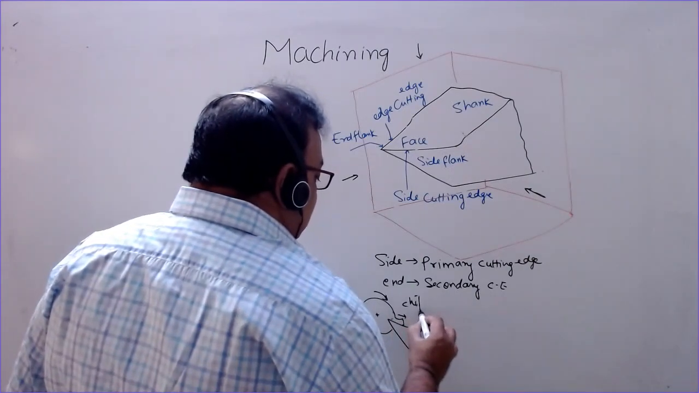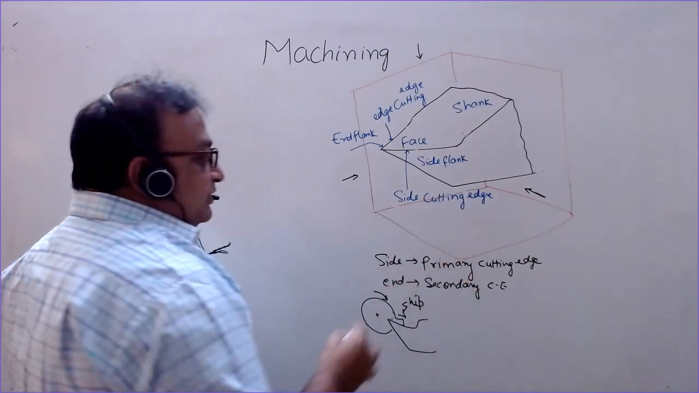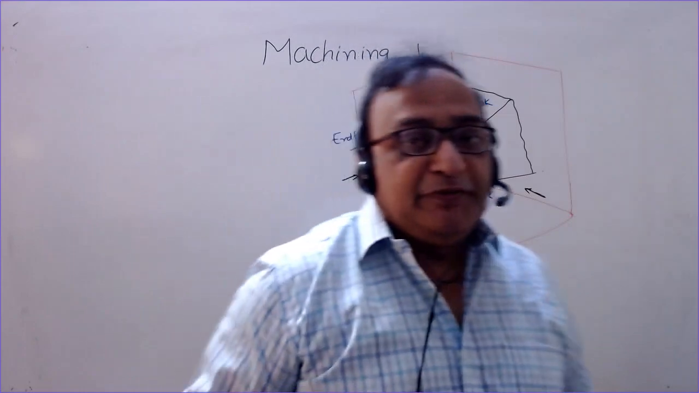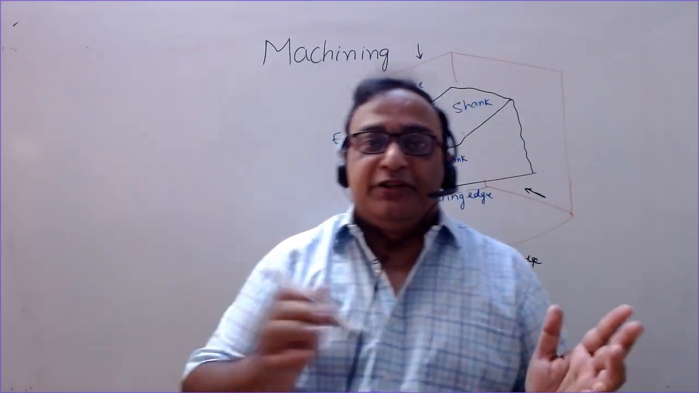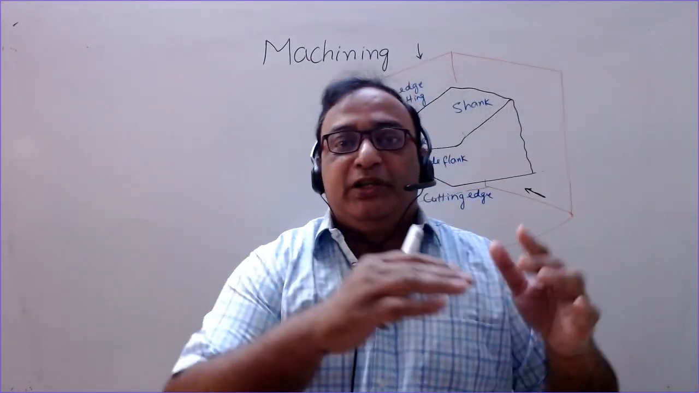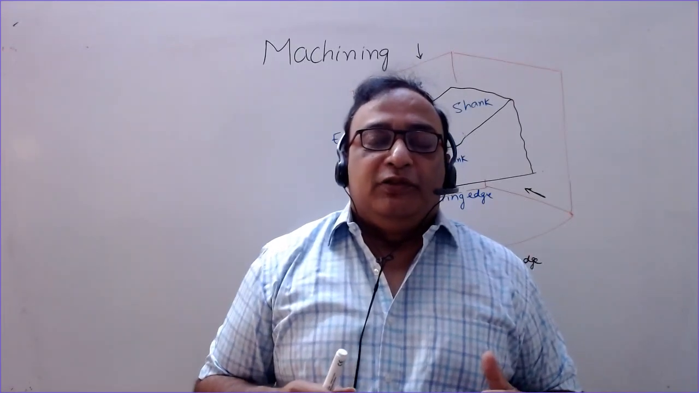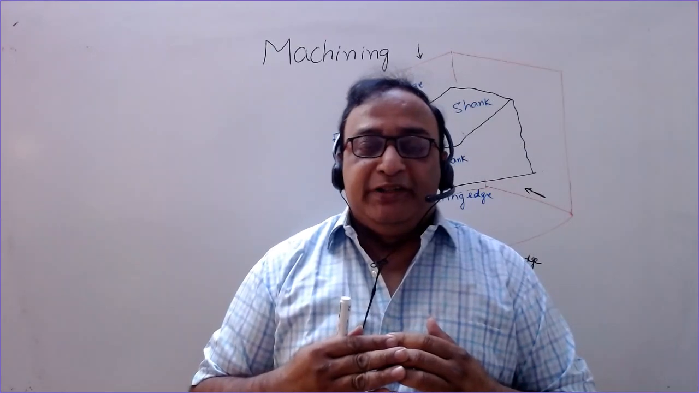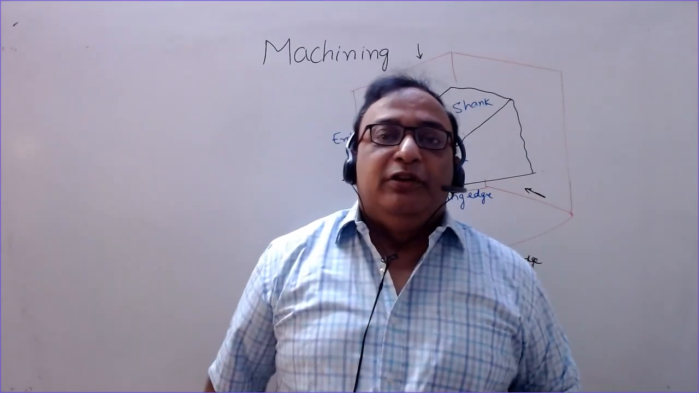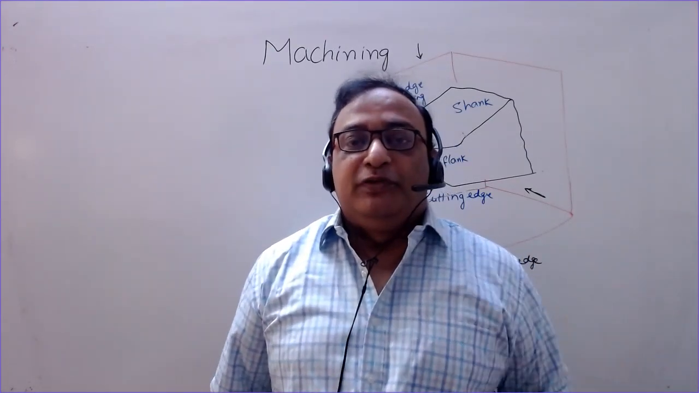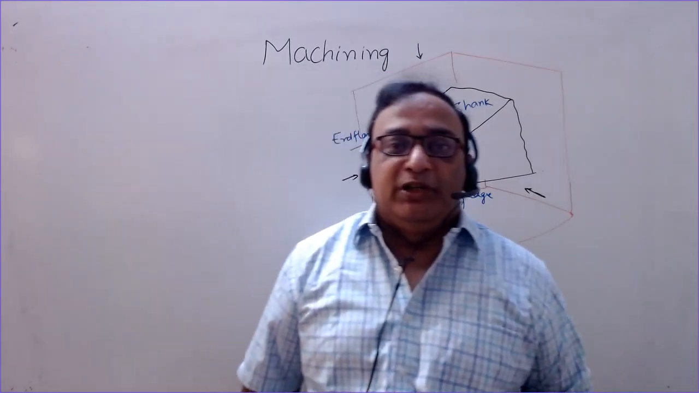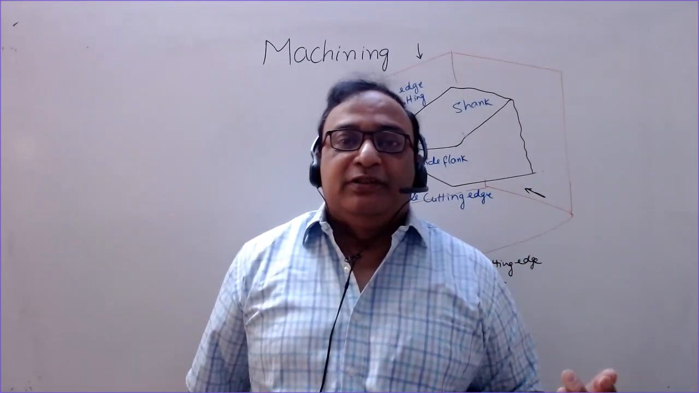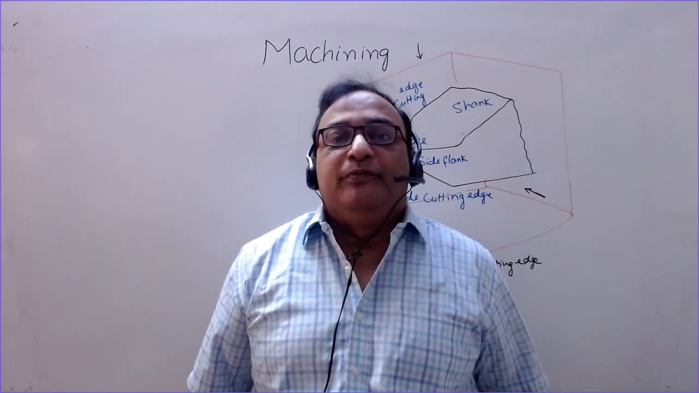Chip flows easily over this surface without producing much friction. Otherwise, if there is a lot of friction, then there will be interaction of the chip material with the surface of the tool, and as a result there will be heat generation. Heat is already produced. We know that the maximum amount of the work which is done for removing the material through the machine is wasted as heat energy.